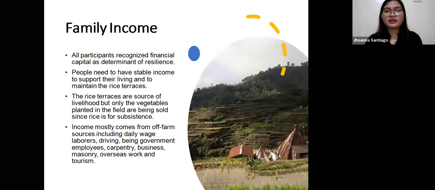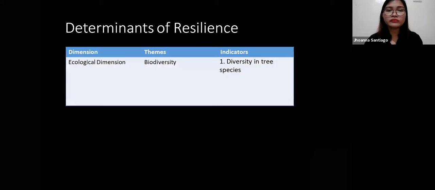Another thing that is important is the family income because it helps them to become stable and also to support their living and to maintain the rice terraces. The other sources of livelihood include vegetable production, and there are also non-agri related sources of income like daily wage labor, driving, being government employees, carpentry, masonry, business, overseas work, and tourism.